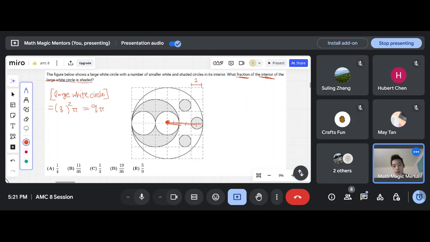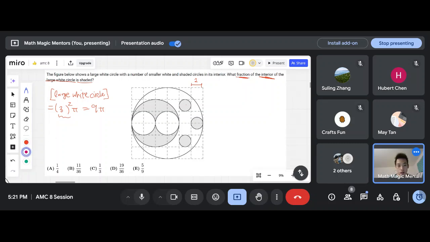It doesn't really matter how you write it, just as long as it's pi r squared. So the area is 9 pi, and we want to find the shaded region. Obviously, we can split this up into many different parts.